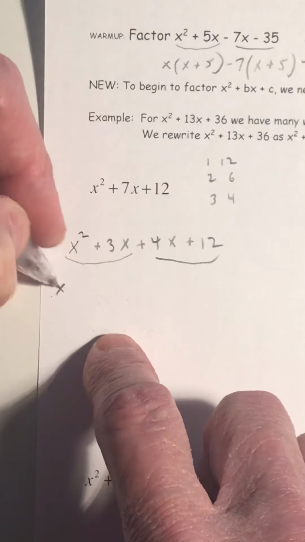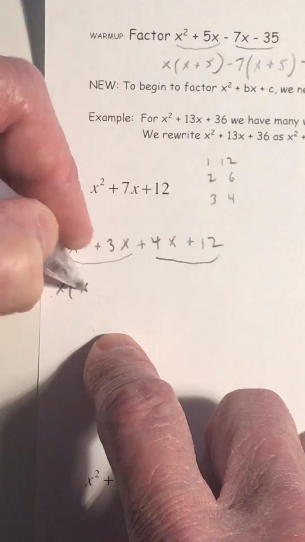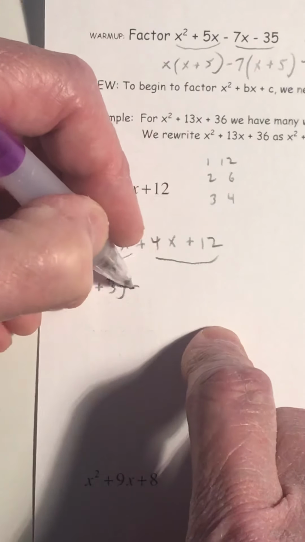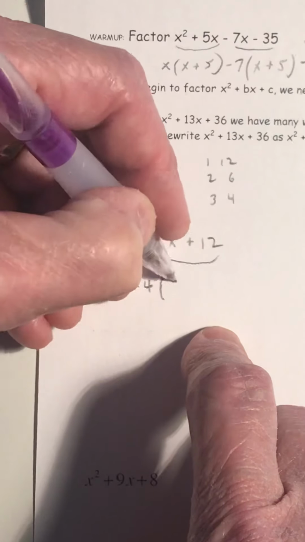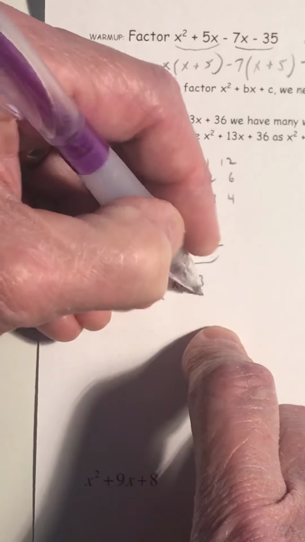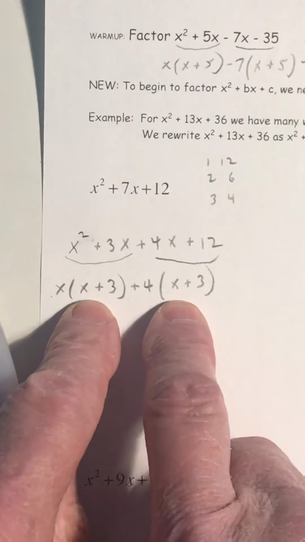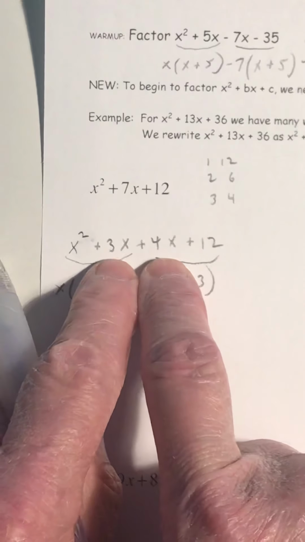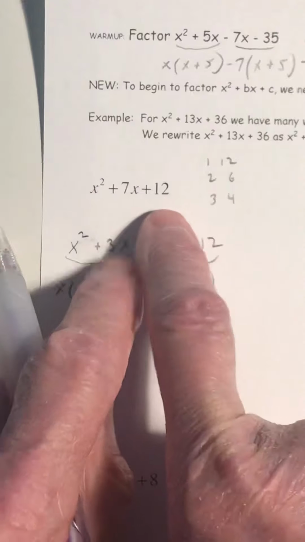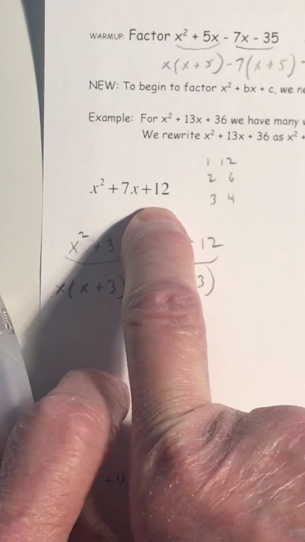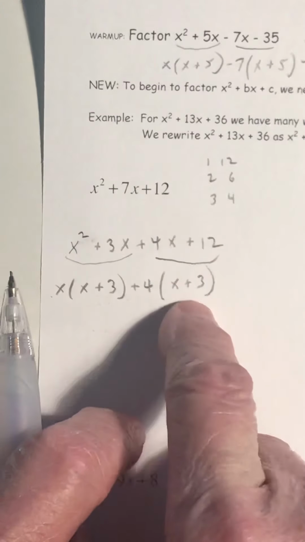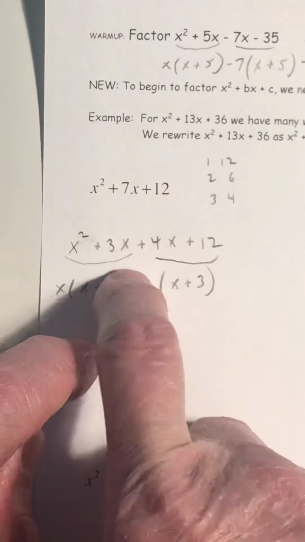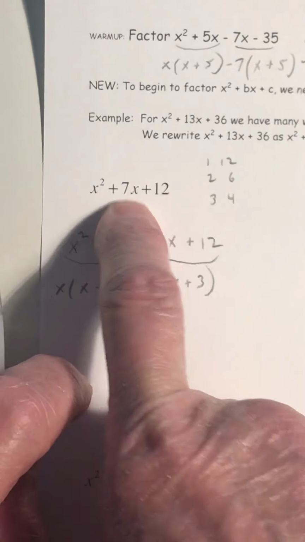Factor out the x: x times x plus 3. Factor out the 4: 4 times x plus 3, and notice what happened. We got the same common factor there. Since we chose these numbers, the 3 and the 4, carefully by making sure they multiplied out to that and added up to that, that's why the factoring by grouping worked. If I would have done 1x and 6x, grouping wouldn't work. If I would have done 2 and 5, it wouldn't work.